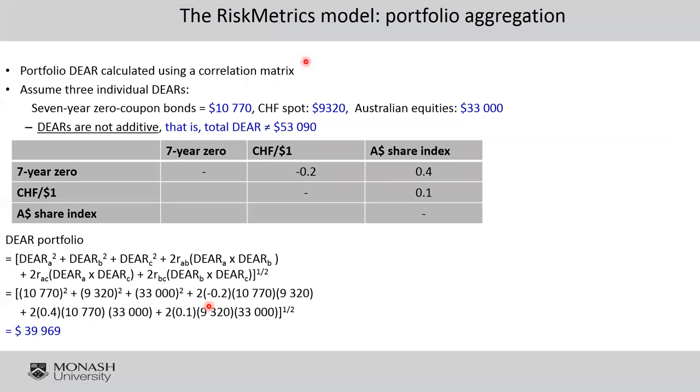Now we move to the risk matrix. Because we now have the equities, the bonds, the fixed income, and the foreign exchange. If we add them up, according to the calculation, and assume this is 1077, this is 9320, and this is 33,000, just as an example, just an assumption, then if we add them up, we will find it to be 5390.